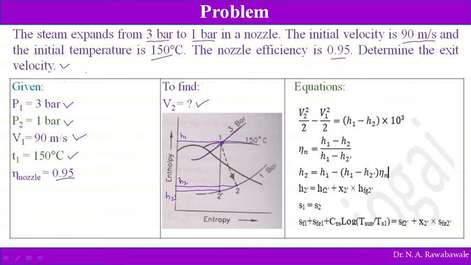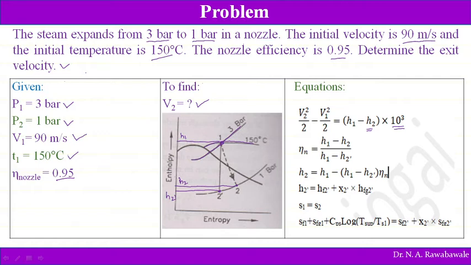Now nozzle efficiency is defined as the actual enthalpy drop to the theoretical enthalpy drop that we have studied in the previous class. Now he is asking us to find out the velocity of steam at exit. So velocity can be obtained by this equation: V2 square divided by 2 minus V1 square divided by 2 is equal to (H1 minus H2) into 10 to the power of 3. This is actually in kilojoules, so it has to be multiplied by 10 to the power of 3, then the enthalpies will be in joules per kg.